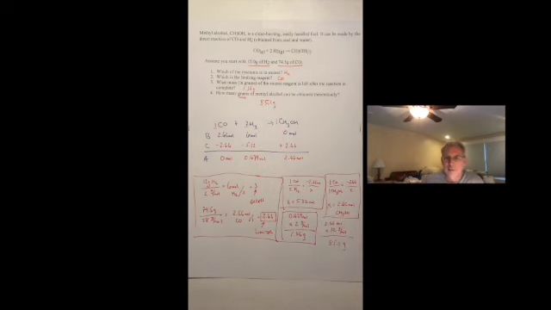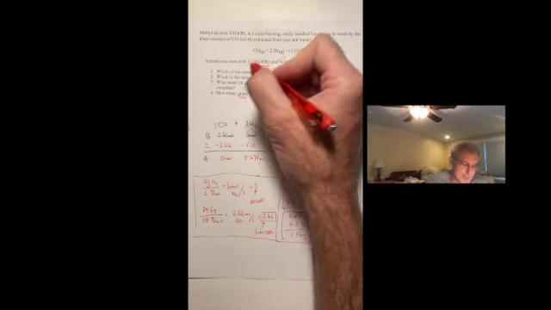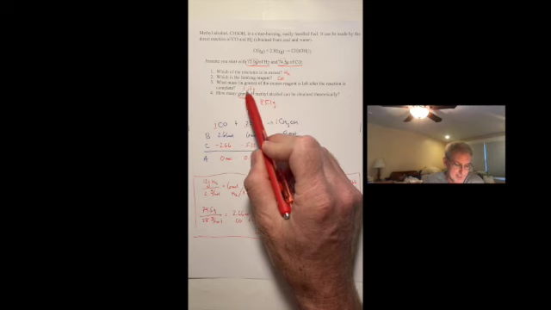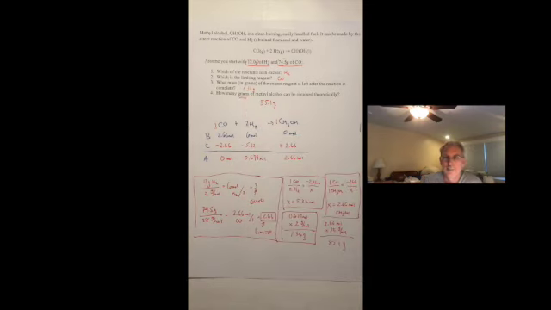Let's go back, check sig figs. I had 3 sig figs here. I have 3 sig figs there. So I should be keeping 3 significant figures in my answer. I have 3 significant figures in this answer, and I have 3 significant figures here. So I'm good. Everything checks out.